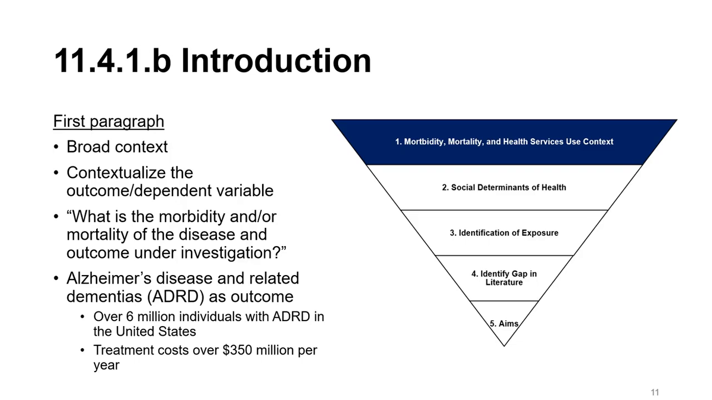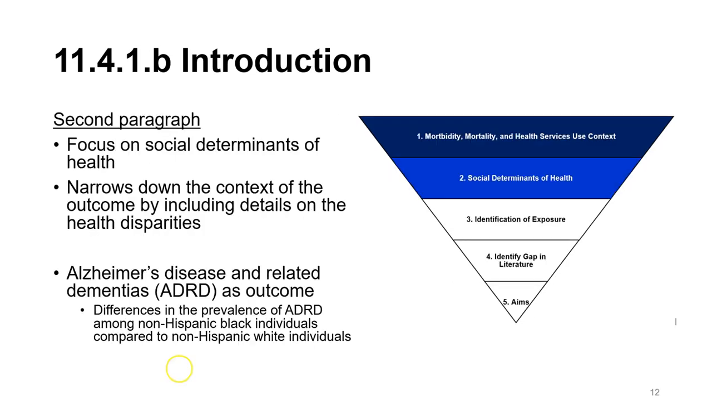You may say that over 6 million individuals have Alzheimer's disease and related dementias, or ADRD, in the United States. One of the reasons why this is really important is that treatment is costing over $350 million per year and continuing to increase.